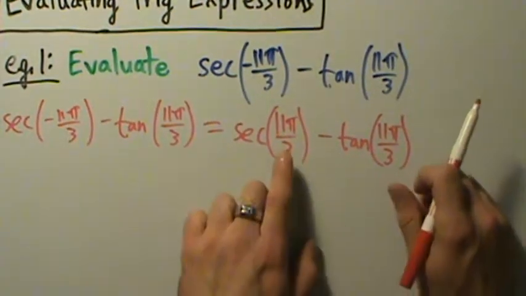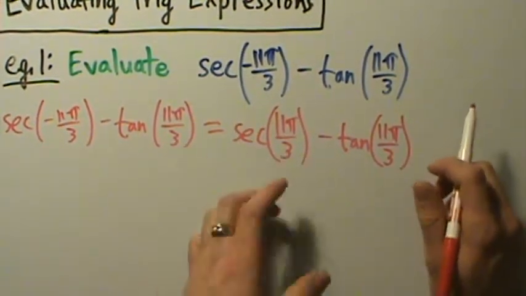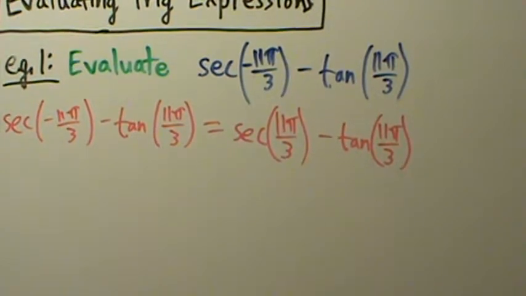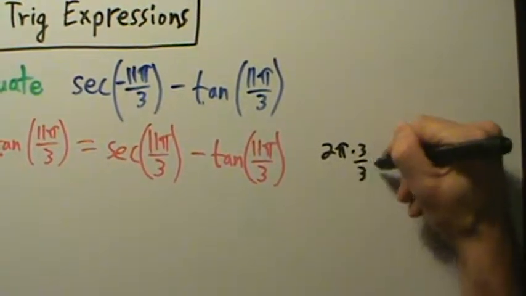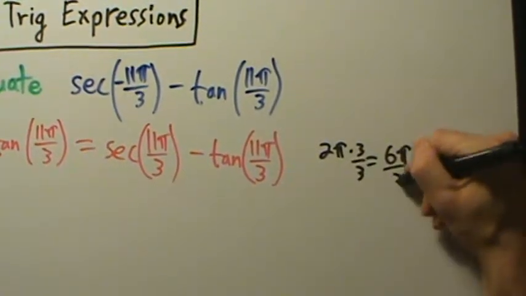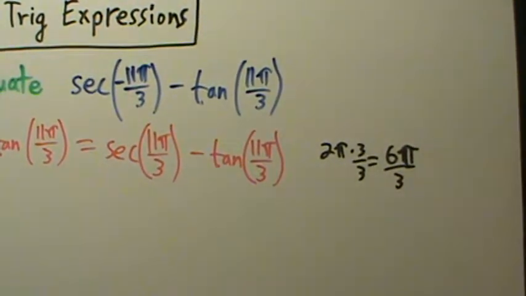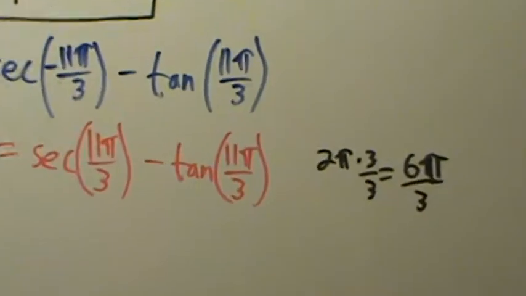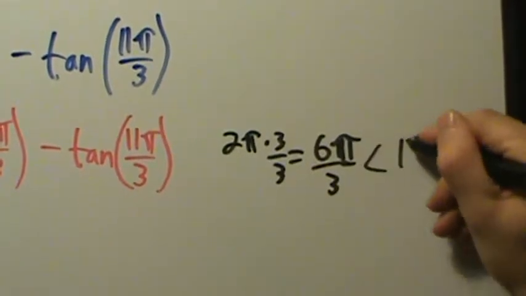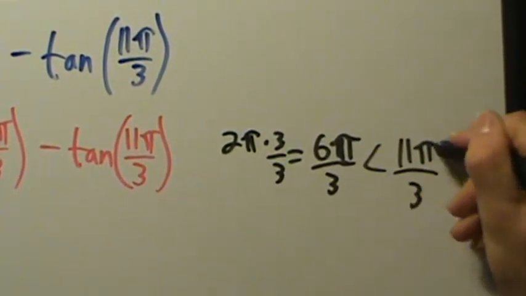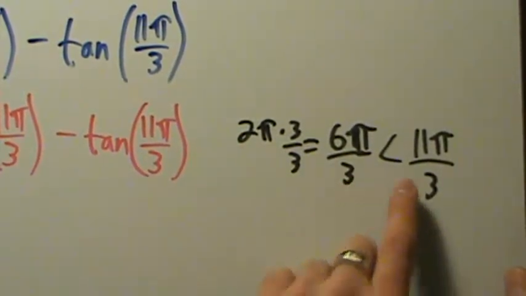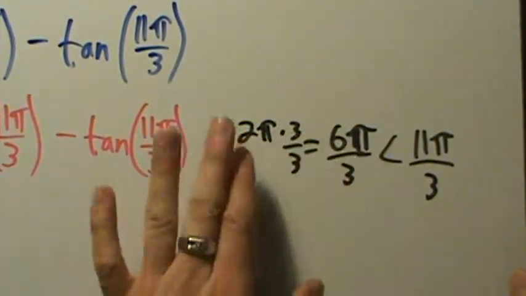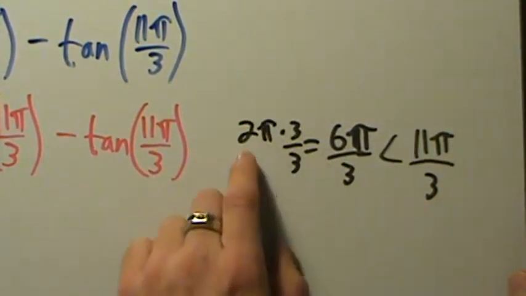Just think, okay, well 11 pi over 3, is that larger than 2 pi? Let me check. We'll come off to the side here. 2 pi multiplied by 3 over 3, what do I get? I get 6 pi over 3. So 2 pi is 6 pi over 3. Well, hey, that is less than 11 pi over 3. So yeah, 11 pi over 3 really is larger than 2 pi, because 6 pi over 3 is 2 pi.